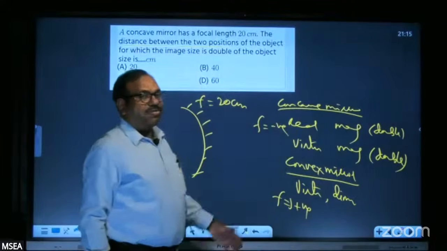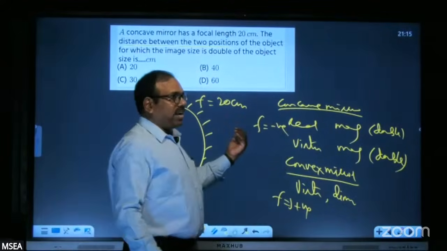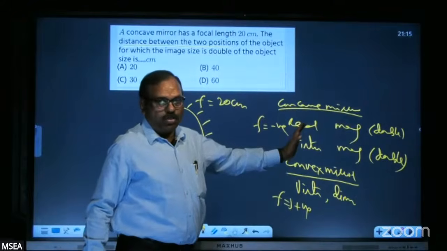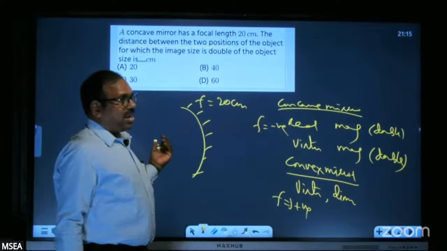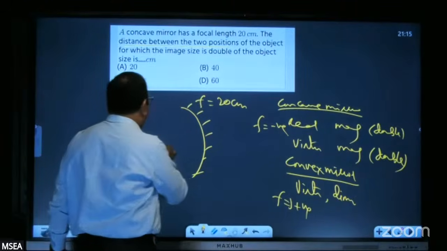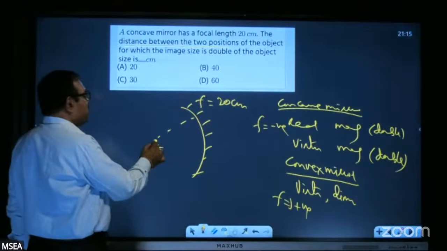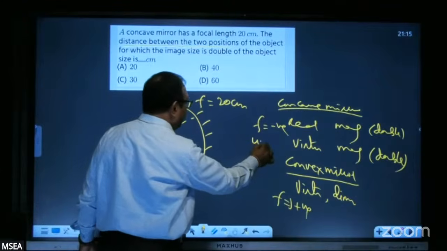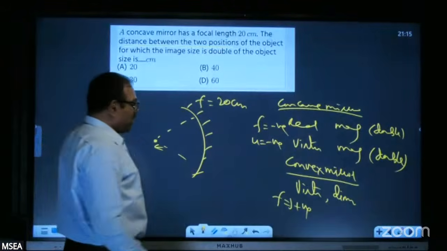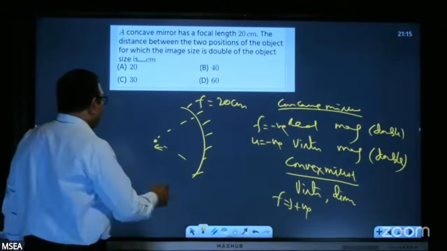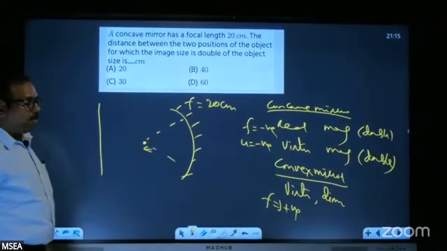You have to take that for a real image, v should be negative. For a virtual image, v should be positive. So you have to take the object in front of the mirror if u is given. If the object is given like this, we take u as negative. Okay. So this one is negative. Now, let us come to this one. Suppose you have to remember one important point.